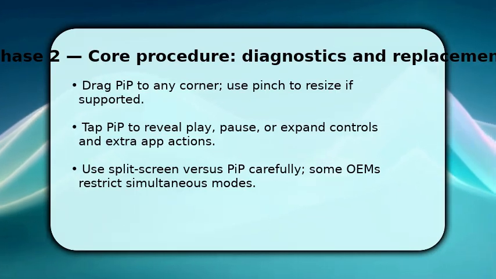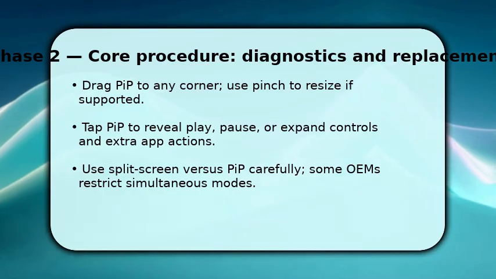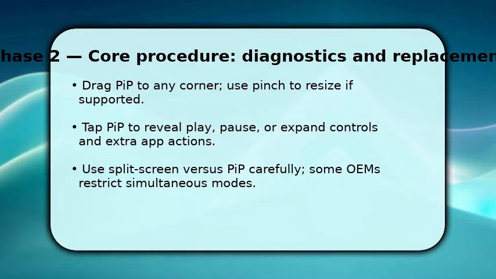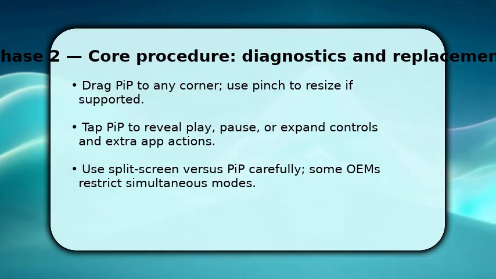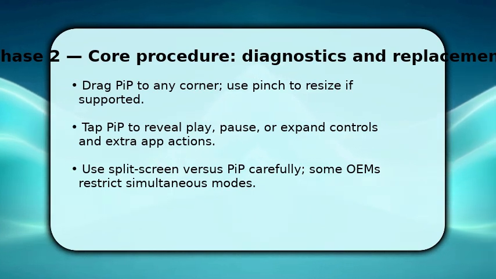Tap the PiP window to expose playback controls and an expand button that returns you to full screen. Additionally, long press or use the app's overflow menu for extra actions. Keep in mind, some manufacturers limit combining split screen and PiP, so choose the mode that fits your workflow.